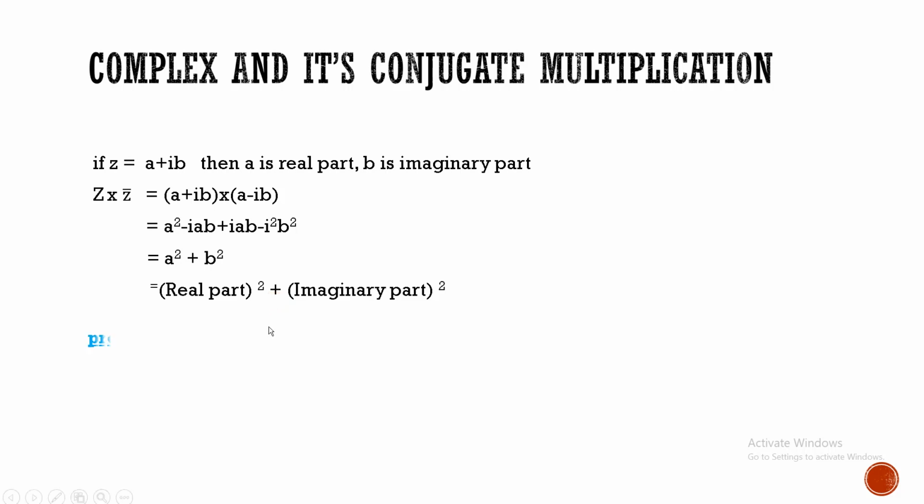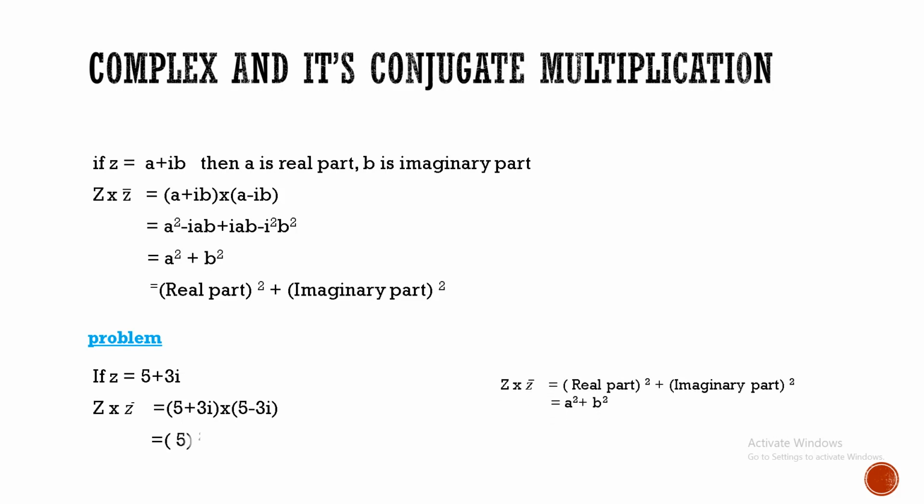Now let us try to do a problem with this. If Z is equal to 5 plus 3i, let us try to find Z into Z bar. Z is equal to 5 plus 3i, so its conjugate Z bar is equal to 5 minus 3i. Now don't multiply as above, just square the real part, then put plus, and then square the imaginary part. That's all. So if you square the real part, you'll get 5 square, and if you square the imaginary part, you'll get 3 square, because we have applied this formula: Z into Z bar is equal to a square plus b square.